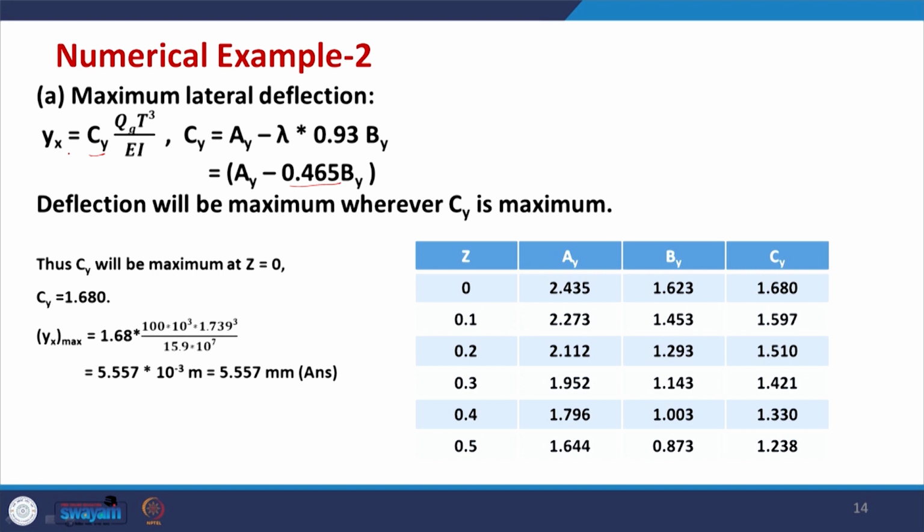So, the calculation has been shown in the table, and you can see when z equals 0, Ay and By are here, and Cy is given here. This factor Cy is continuously decreasing, and the maximum value is 1.680, which is at the top. So, along the pile depth the maximum value of Cy is 1.680, and this occurs at z equal to 0, that means at the pile head itself. For this Cy you calculate the Yx maximum, and the Yx maximum you get is 5.557 millimeter.